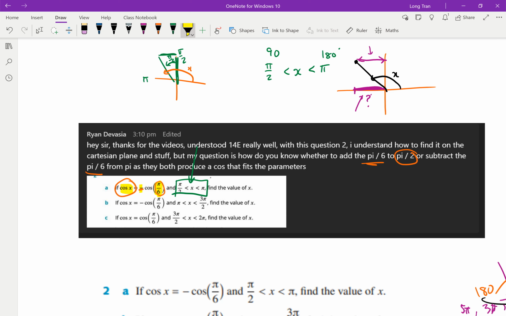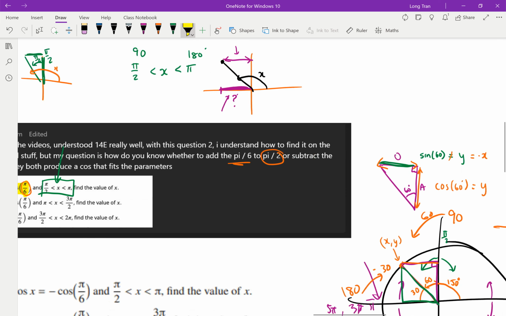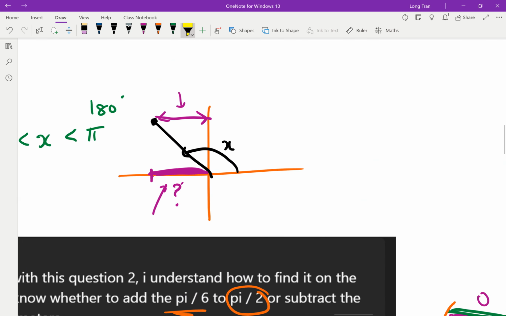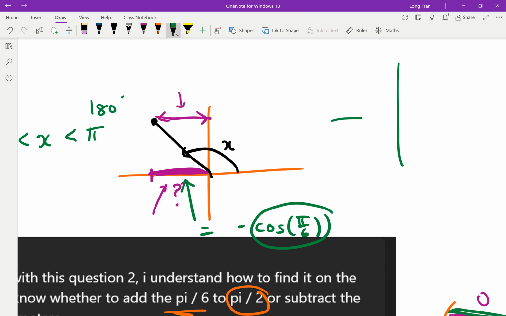Cos of x is equal to the negative of cos of pi on 6. So what I'm saying here is they're saying that this length is equivalent to finding what the negative cos of pi on 6 is. So negative cos of pi on 6. So cos of pi on 6, what does that look like? Well, pi on 6 is 30 degrees. So I know pi on 6, 30 degrees. This is the length of pi on 6. So when they're asking me cos, they're just telling me this length here is negative cos of pi on 6.